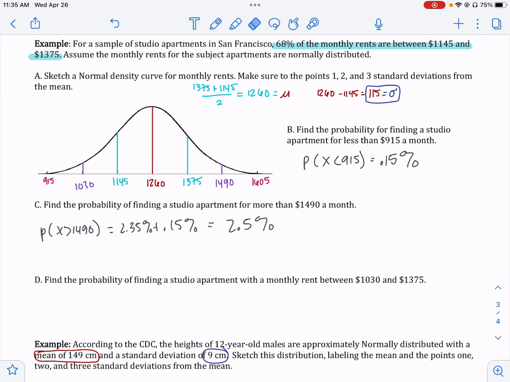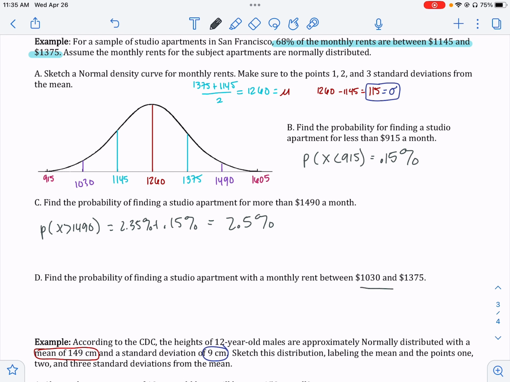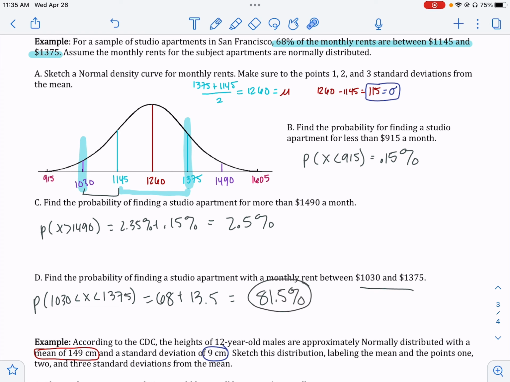All right, and I think this one had one last question. So find the probability of finding one that's between these two rents, between 1030 and 1375. So once again, I'm going to go find 1030. I'm going to find 1375. Well, here, once again, I know that this chunk is 68. I'm going to add this chunk, which is 13.5, and that gives me an 81.5% chance. So if this was my budget that I was going around looking for, I have a really high likelihood to find a studio apartment in my budget range.